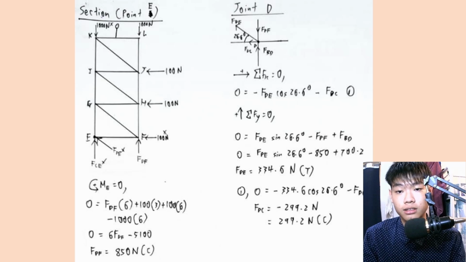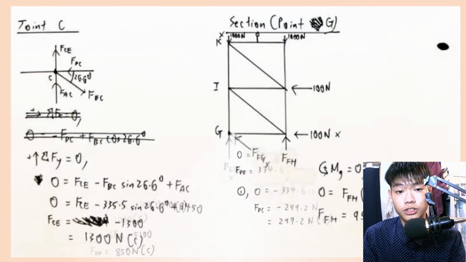By summing the forces in the Y component equal to 0, we can find that the force in DE is equal to 334.6 Newton, which is in tension. By substituting the value into the first equation, we can find that the force in member DC is equal to 299.2 Newton, which is in compression. Now we will move on to joint C.